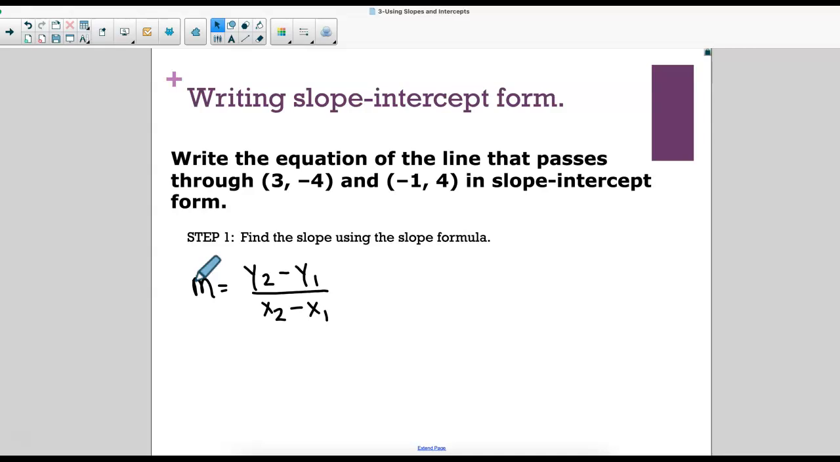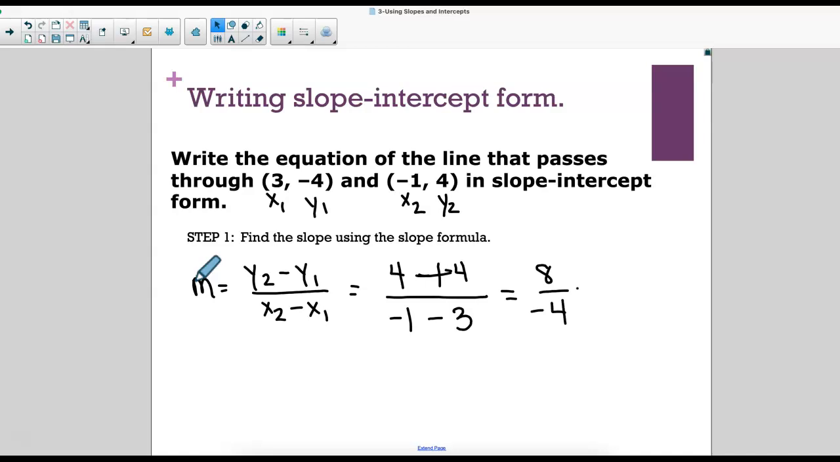Now we're gonna plug into that. I'm gonna call this point x1, y1, this point x2, y2, and I'm gonna find the slope. Y2 is 4 minus -4 over x2 is -1 minus 3. These two minuses become a plus. So we have 8 over -4. The slope is -2. So far, so good?